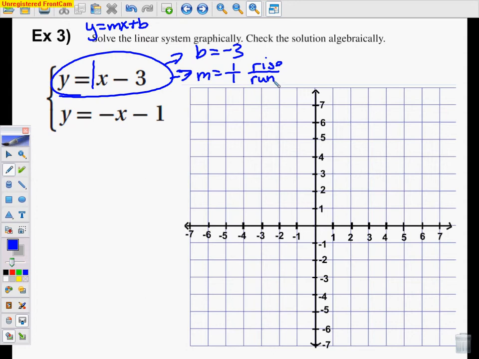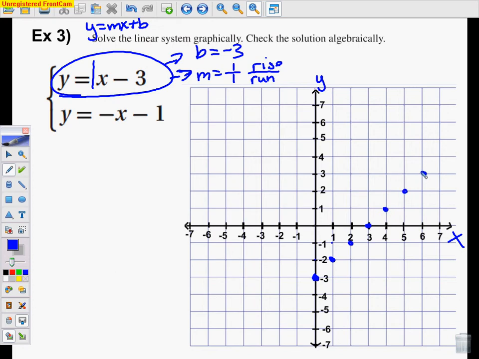So first thing we're going to do is plot our y-intercept. Always plot your y-intercept first. And the y-intercept is always plotted on the y-axis. So the y-intercept is -3. And from that -3, our movement is going to be, based on our slope, up 1, right 1. Up 1, right 1. And when you make more points, you always go from a previous point.